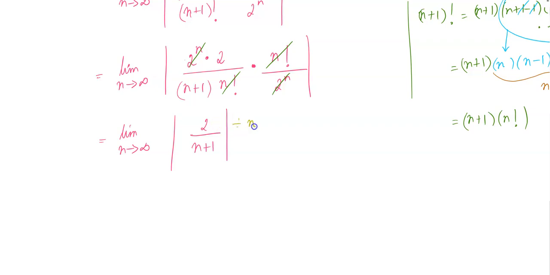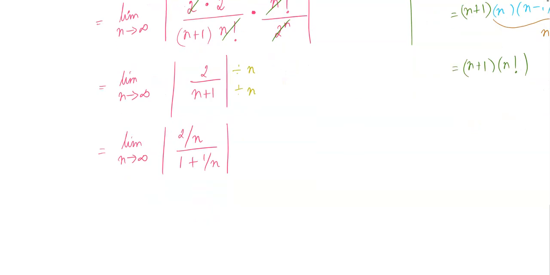So I'll just say divide by n, divide by n. Remember, we want the n in the denominator within the fraction, so we now have 2 over n. This is n over n, which is going to be 1, plus 1 over n. And now you can see very clearly that as n approaches infinity, you get 0 on the top, 0 over 1 plus 0, so 0 over 1 is what you get when you evaluate, of course, the absolute value, but you know that is 0.